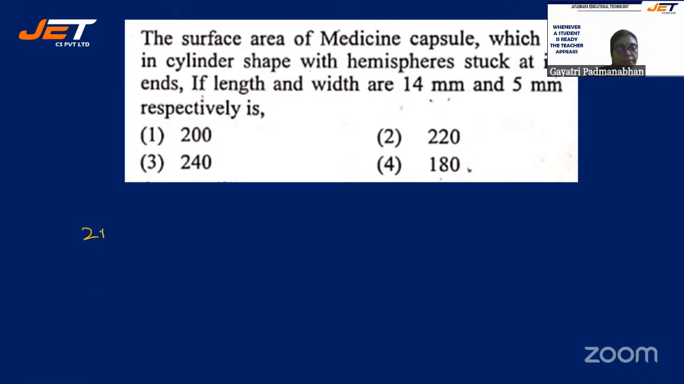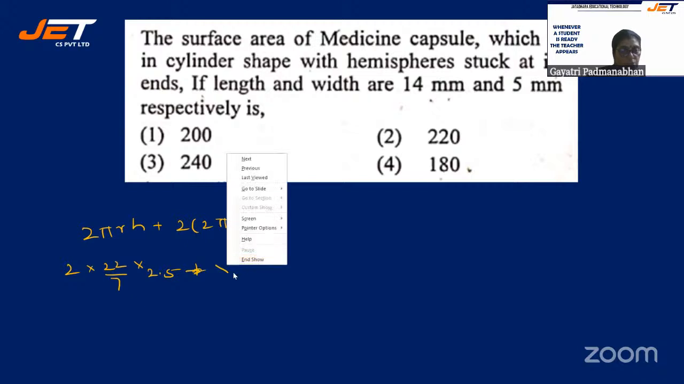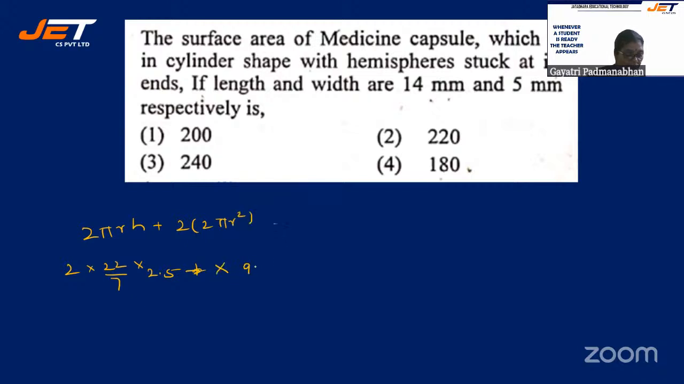Right. So it is nothing but 2 pi r h plus twice of 2 pi r square. So 2 into pi value, nothing given, so 22 by 7 into what is r? R is 2.5, 5 by 2, plus, we used to have multiplication. So into, we will take 9 plus 4 into pi r square.